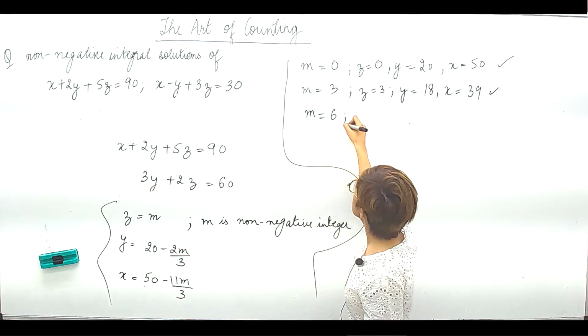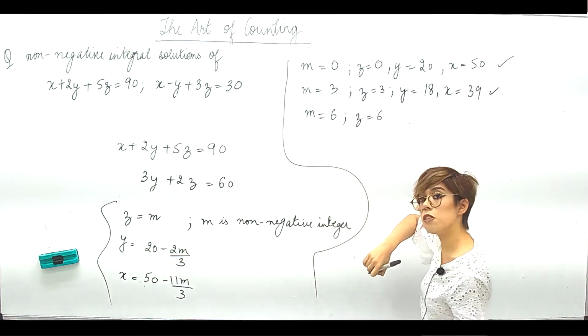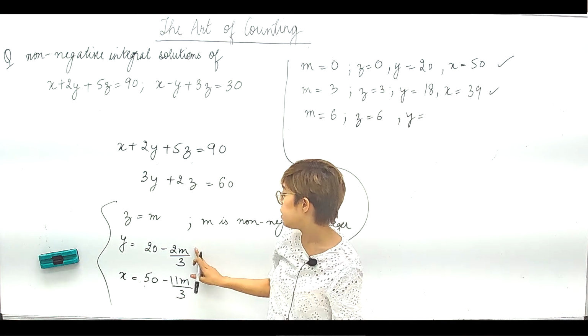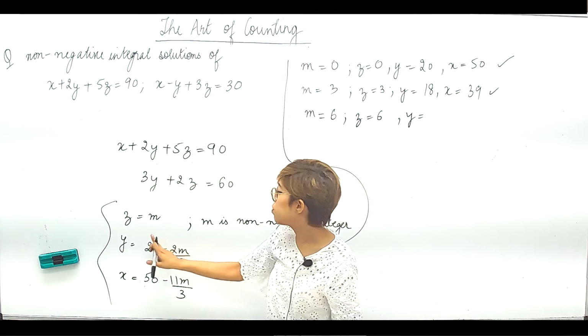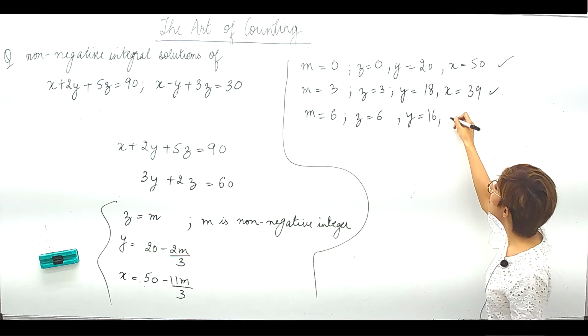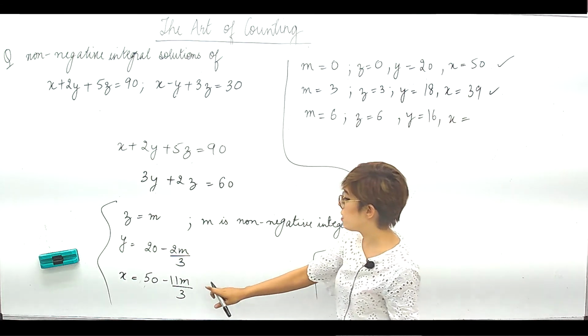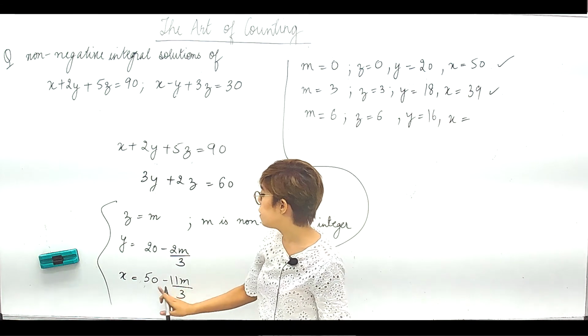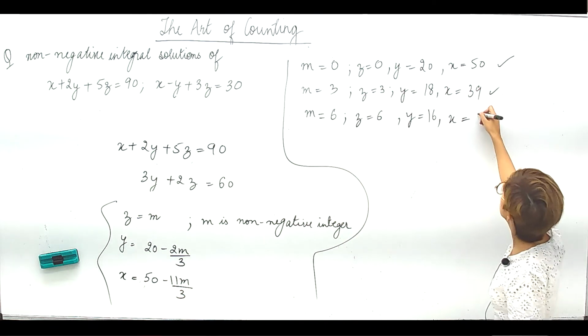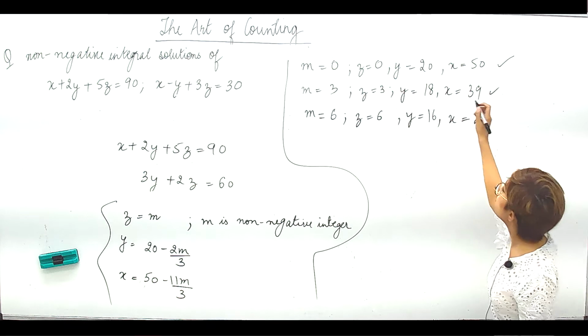So when m is 6, z is equal to 6. Integer, great. Y is equal to what? Now, m is 6, so that means यहाँ पे 2, so 2 into 2, 4, 20 minus 4, that is 16. So y is 16, integer, great. X equal to. Now this is 6. So 50 minus 22, that is 28. Right? 28. So integer, integer, integer, perfect.